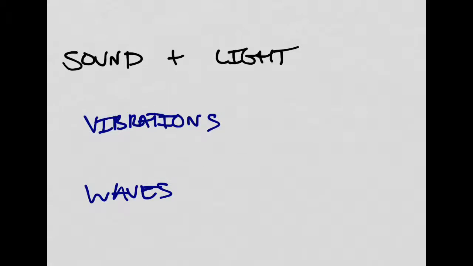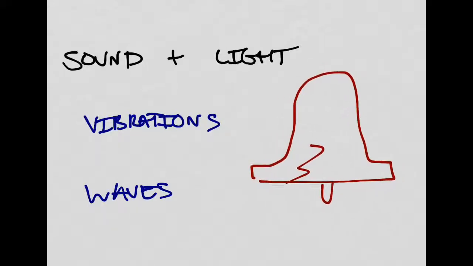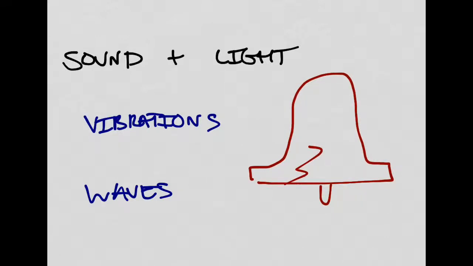And I'm going to explain that right now. So imagine you have a bell. My drawing skills put to use. Okay, this is a pretty terrible bell. Let's make it the Liberty Bell. Put a big crack in it. Okay, imagine you have the Liberty Bell and you strike it. Well, when you strike it, it will start to vibrate back and forth. And it rings. It makes a sound.